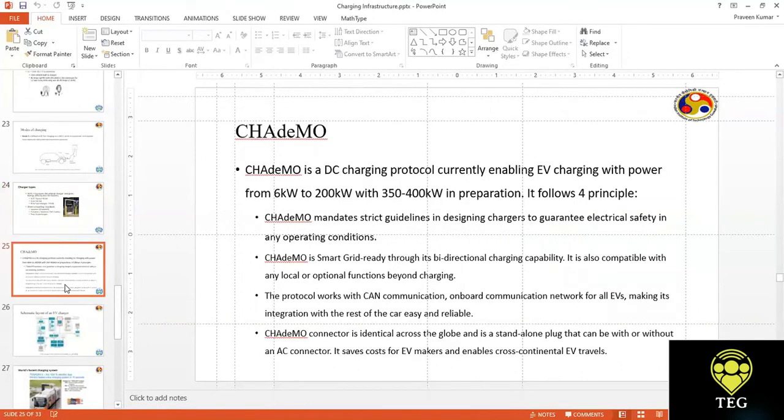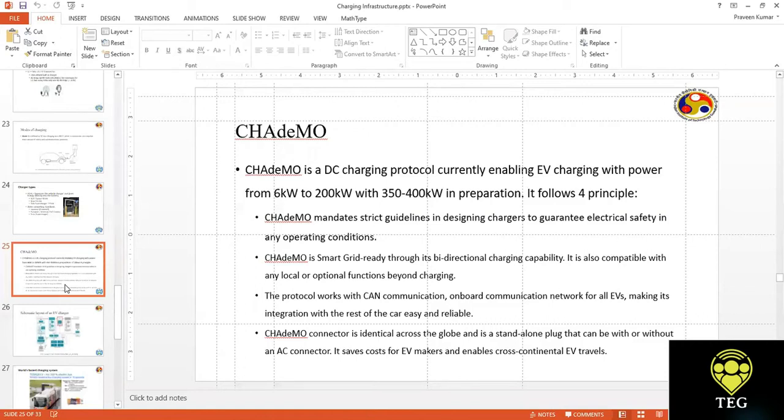Now, there are certain very interesting features about CHAdeMO. One is that it's a very scalable system, so you can have a CHAdeMO charger with a power rating of 6 kilowatt. It can go up to 200 kilowatt. And now a new CHAdeMO has come out, which can even go up to 400 kilowatt. So you can cover all the power requirements from 6 kilowatt up to 400 kilowatt. CHAdeMO is a DC charger protocol, that's what we have to keep in mind. So it supports off-board chargers, which means you can directly connect the charger outlet to your vehicle, and it would start charging.